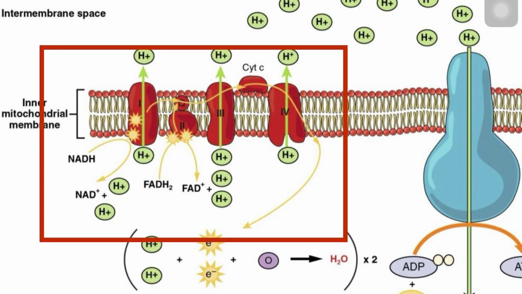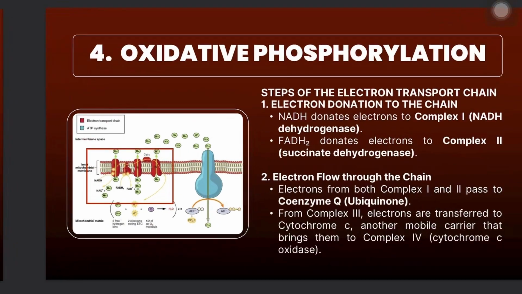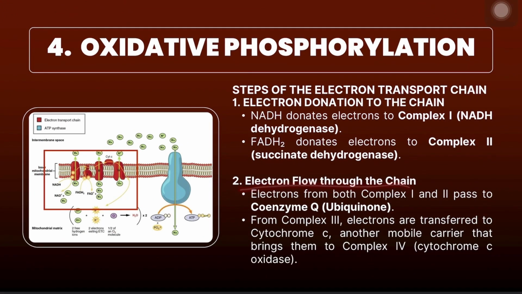From coenzyme Q, it is passed down to complex 3, and then another carrier, which is cytochrome C, will move them to complex 4. So again, that is the electron flow through the chain.